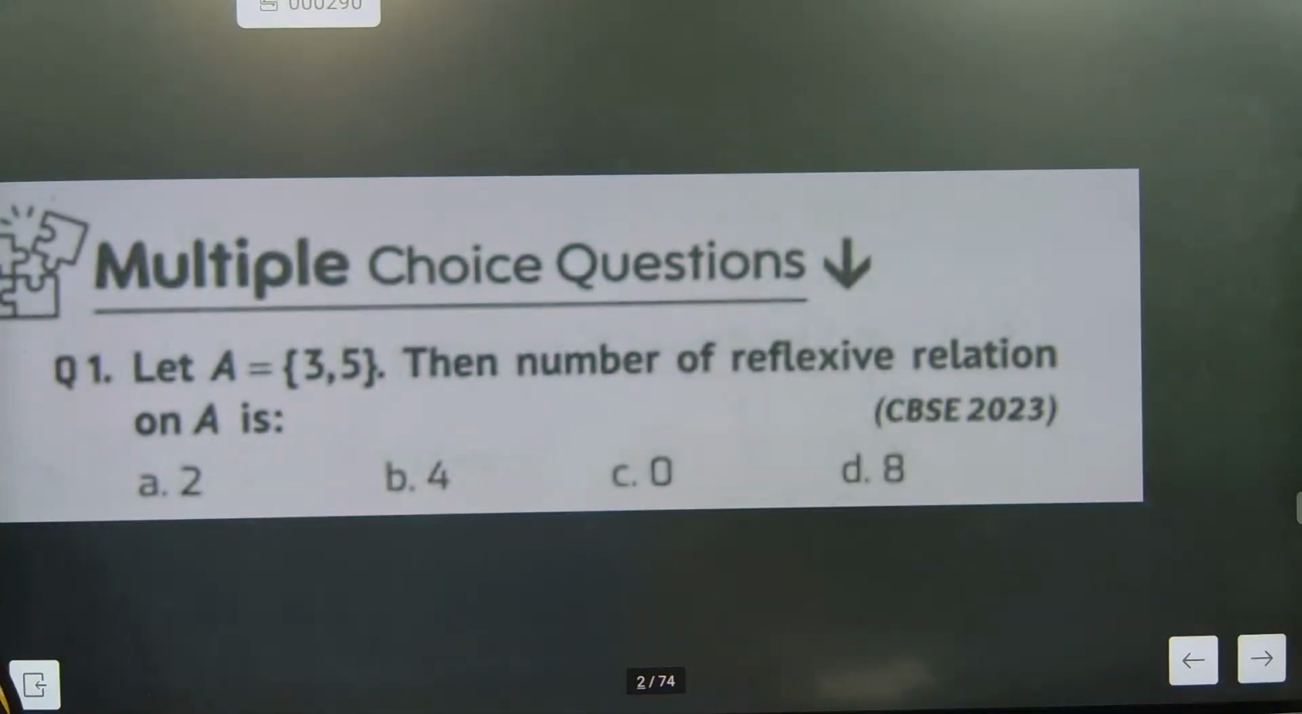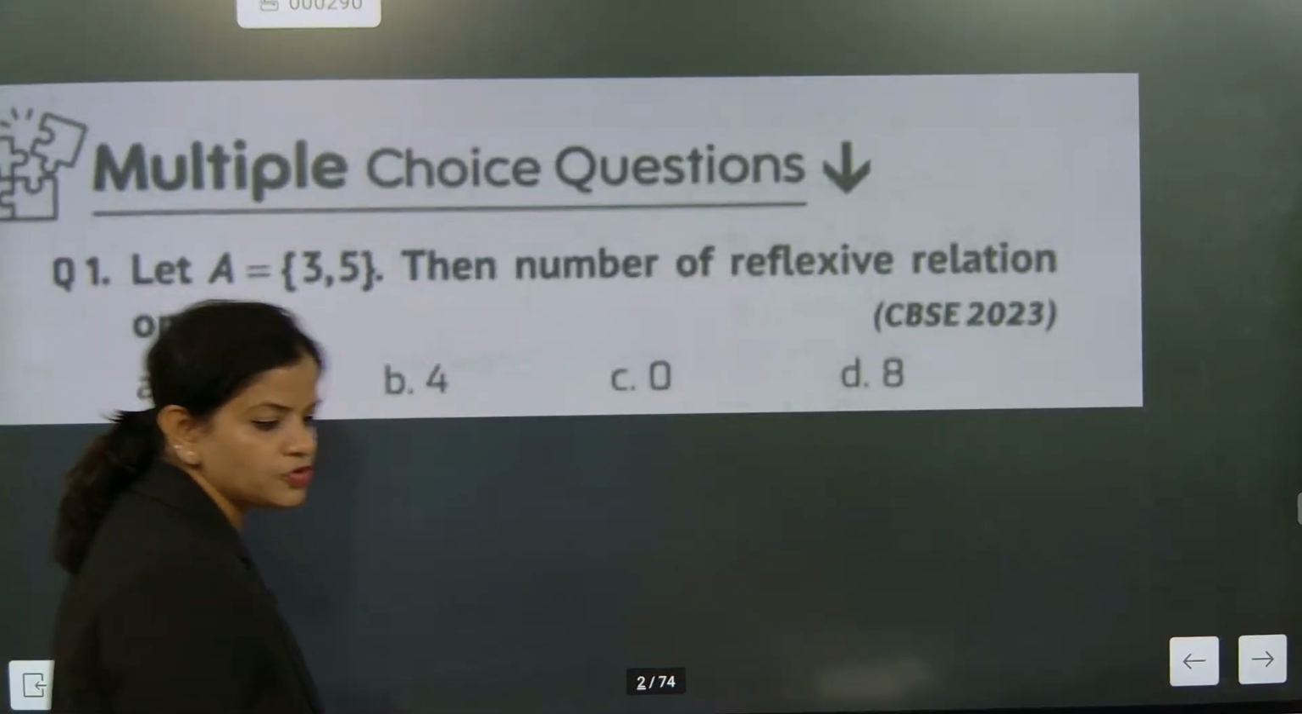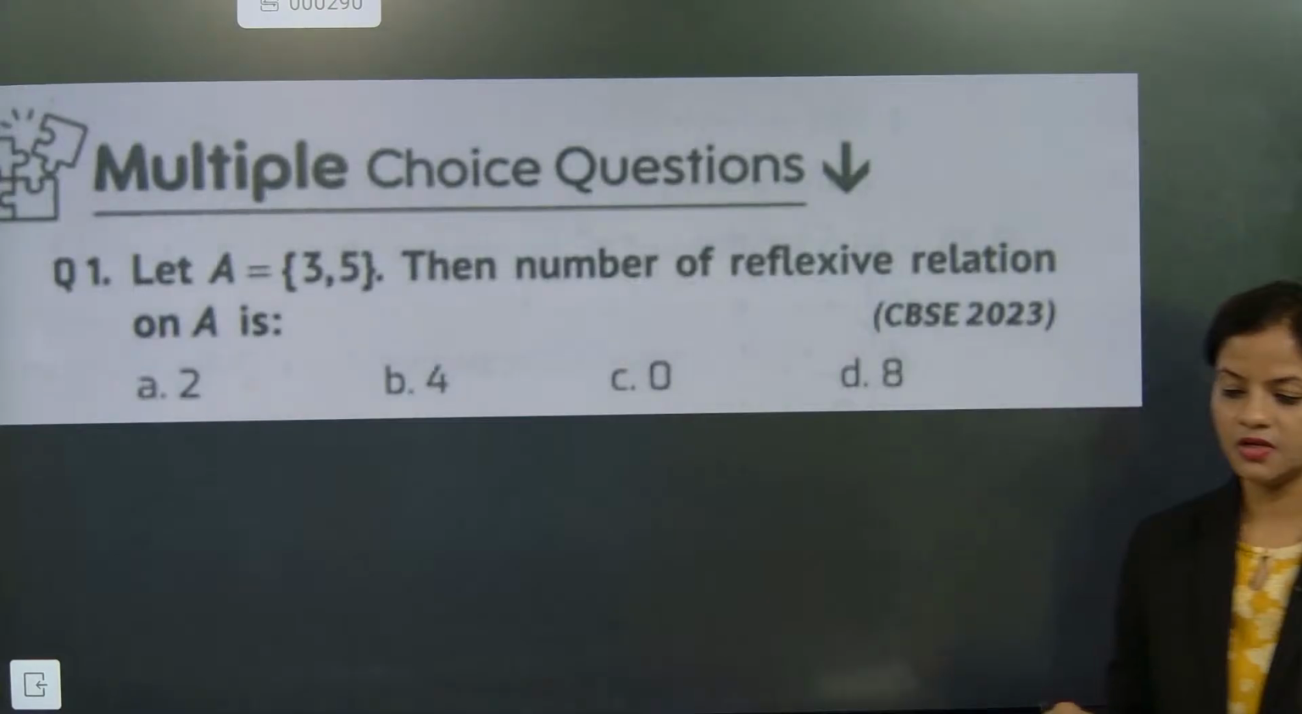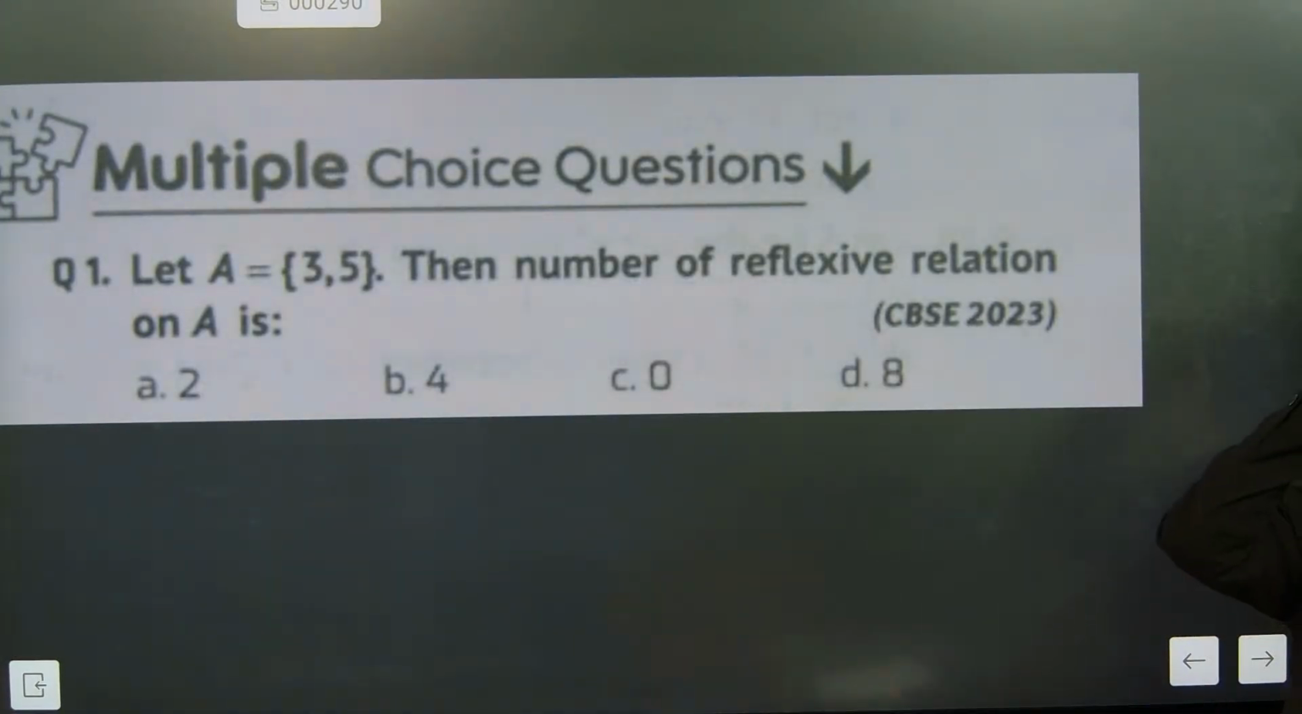What is the number of reflexive relations possible? Very fast you have to just run with that. Number of reflexive relations possible. 2 elements are there.